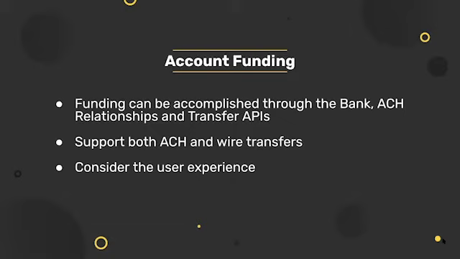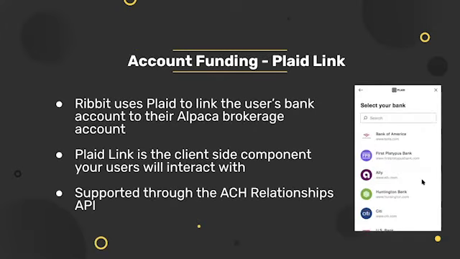And so I want to talk a little bit more about how Ribbit accomplishes account funding in that app as well. Ribbit uses Plaid Link. And if you aren't familiar with Plaid Link, it's used to link the user's bank account to their Alpaca brokerage account. And Plaid Link is the client-side component that your users would interact with. So this screenshot here on the right shows what it's going to look like and what your users can expect to see. So again, this really helps simplify and streamline the whole process, because you're going to have the client side dealt with, and then our APIs are going to deal with the back side and the handling and processing side of things.